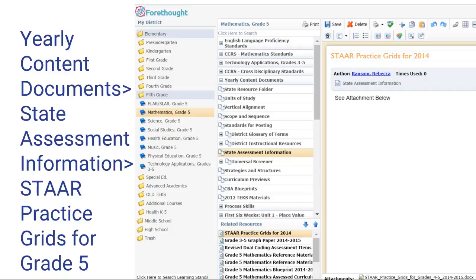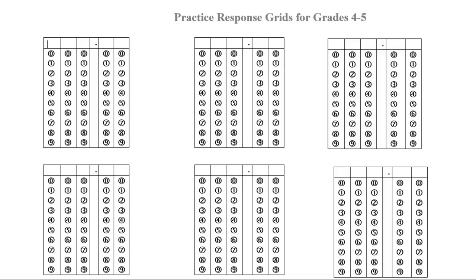It could be because the kids aren't as familiar with doing grids. So I just want to remind you that you do have some grids available in Eduphoria. If you look under Yearly Content Documents and then go to State Assessment Information, when you click that, this should open, and you'll see the very first item are STAAR practice grids for 2014. It started in 2014, but of course we still have those. Then at the very bottom, you'll click the attachment, and when you do, you'll have a page of grids available.